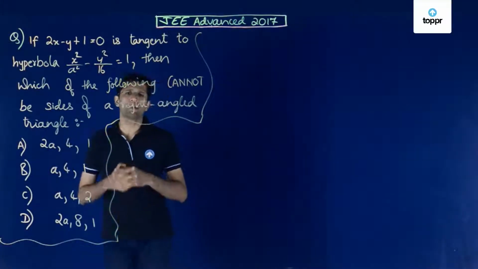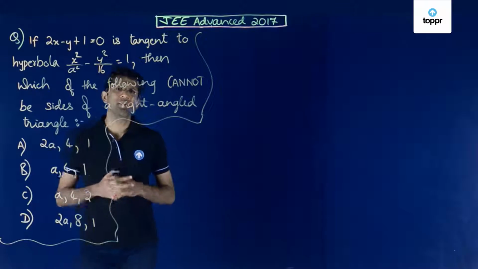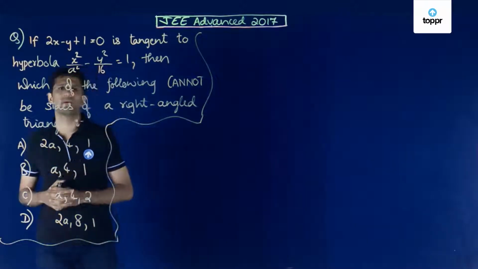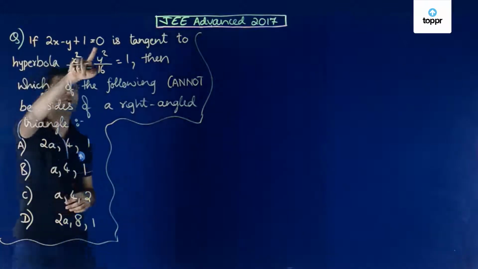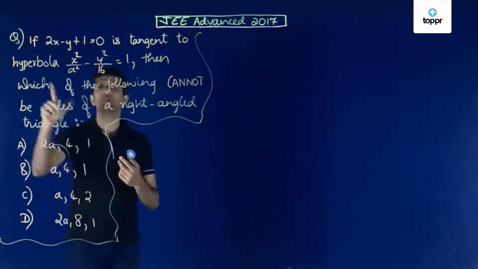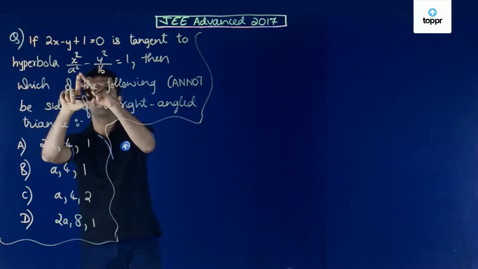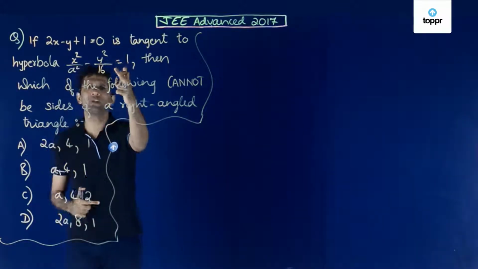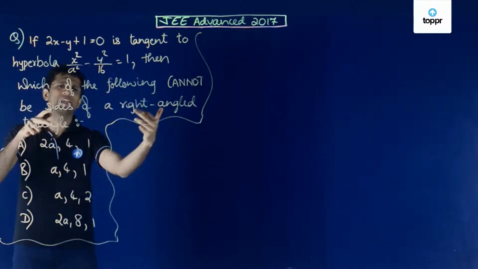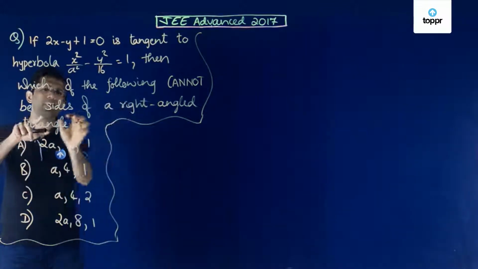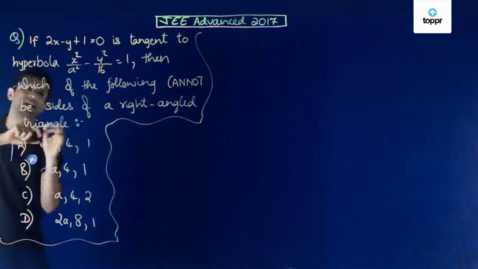Let us now look at yet another question of the IIT JEE 2017 Advanced paper. The question says, if 2x minus y plus 1 is equal to 0 is a tangent to the given hyperbola x square upon a square minus y square upon 16 is equal to 1, then which of the following statements cannot be true? That is, which of the following cannot be the sides of a right angle triangle?